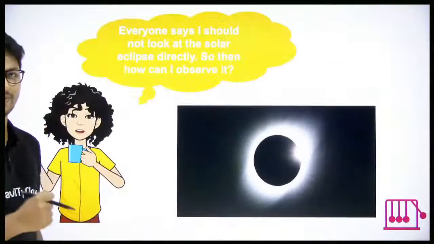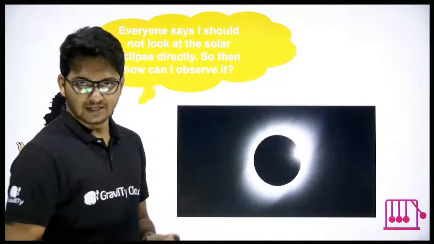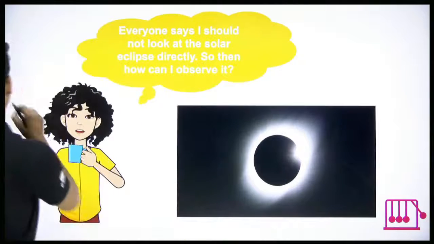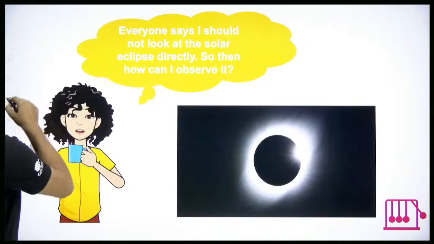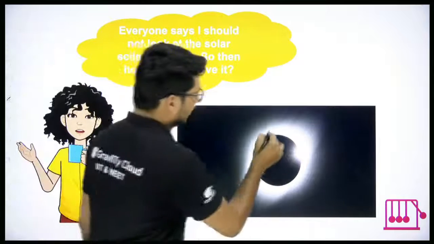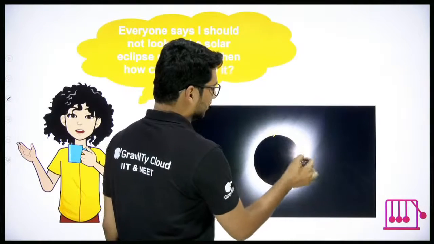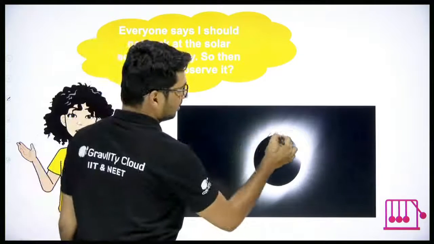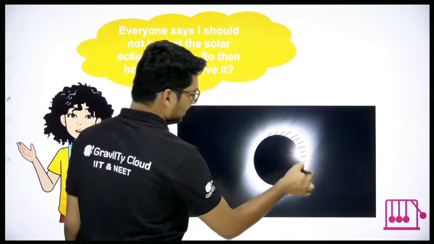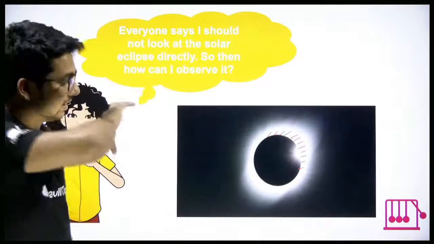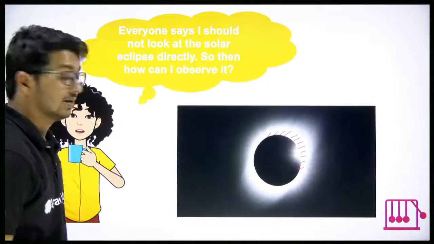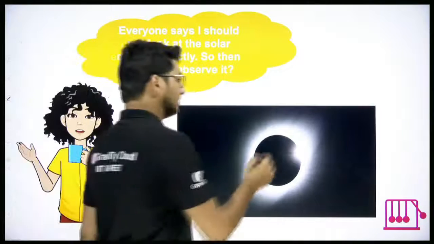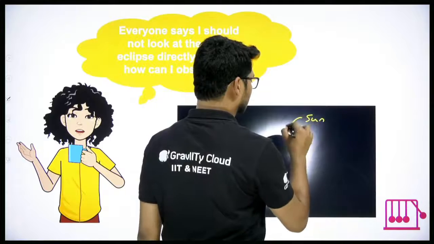So first of all, what you see here in the image is a solar eclipse. And what is a solar eclipse? What happens in a solar eclipse? This shining part here, I'm shading it with red, that area which is shining, that is actually the sun. Sir, but the sun should be round. Yes, I agree, the sun should be round.